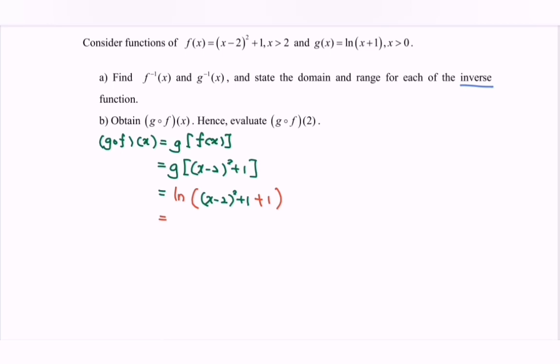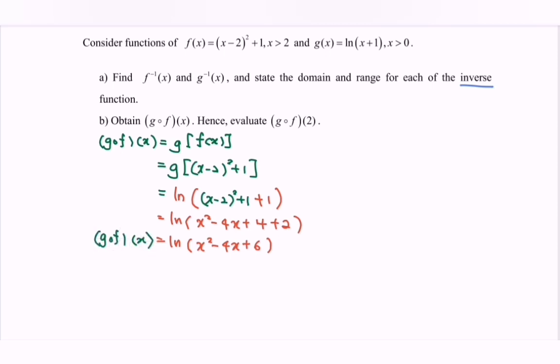If we simplify, the 1 plus 1 becomes 2. Then we have ln(x² − 4x + 4 + 2). If we simplify, then we will have ln(x² − 4x + 6). So that will be the function for g∘f.